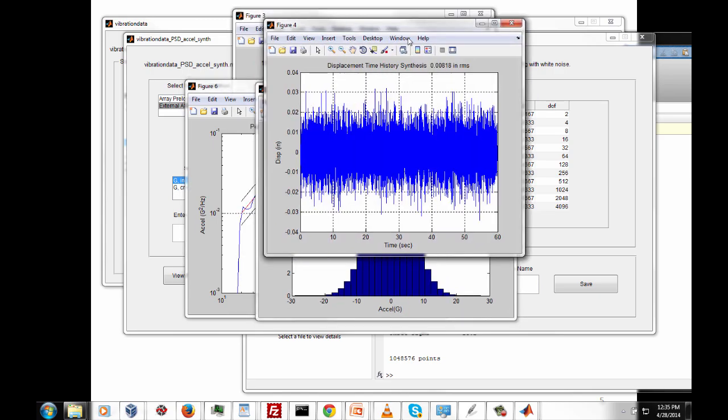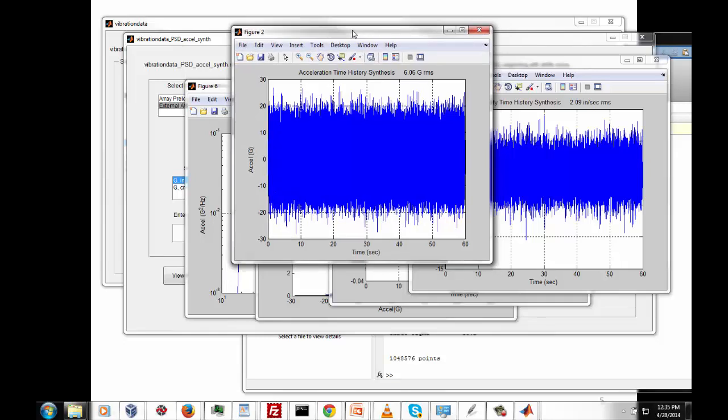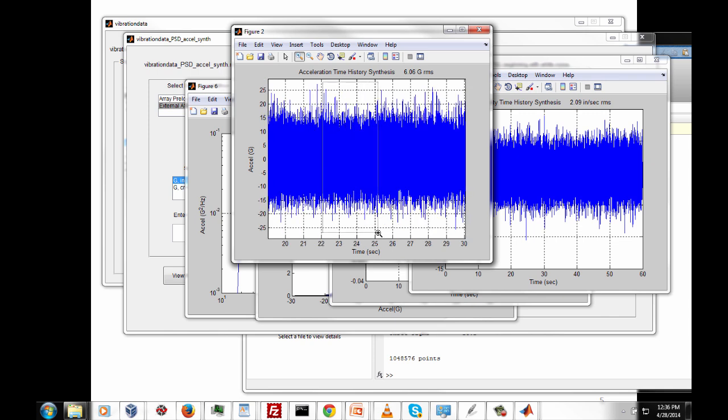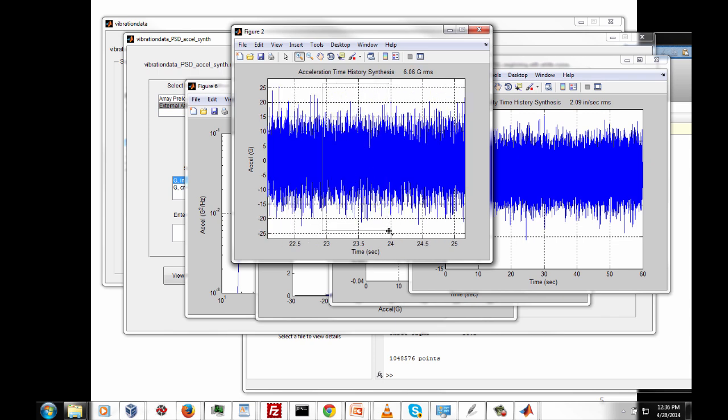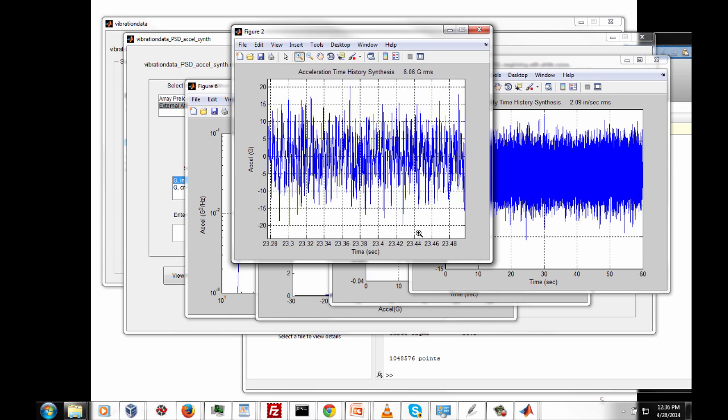So maybe I should go through these one at a time, starting with figure 1. Well, actually, let's start with figure 2 here. So this is our resulting acceleration time history. It's been synthesized. It has an overall level of 6.06 GRMS. So we have acceleration versus time. And this signal, it's not white noise, but it is broadband random vibration. So if we zoom in, you can see, yes, in fact, it is a random vibration signal.